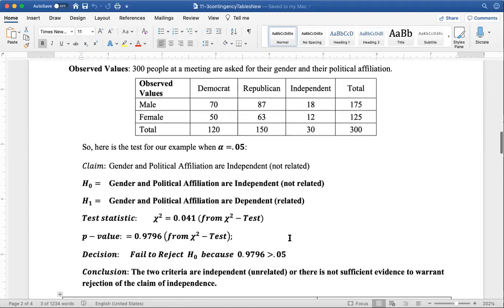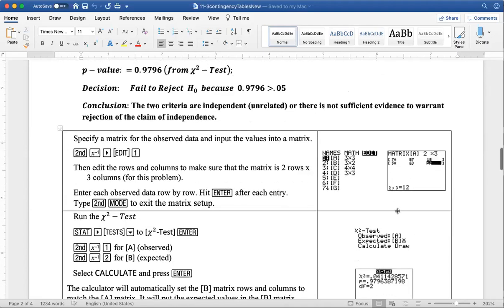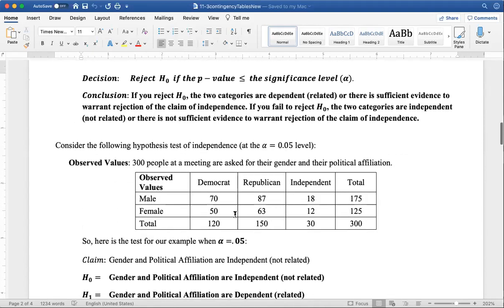Okay. Now, how do we do this? How do we use this chi-squared test? Well, you're going to put the data from the table, these 6 values right here, not the totals, just these 6 values that we have for each combination of a category level or criteria level for each of the categories. So Democrat and male, we're going to put the 70 into the calculator.